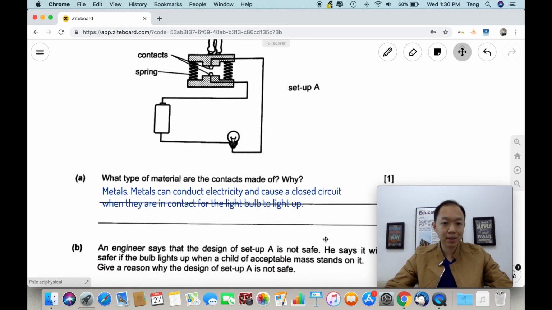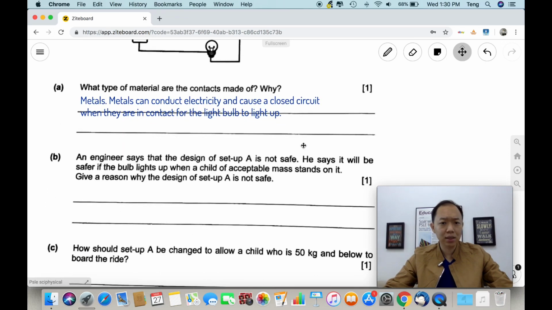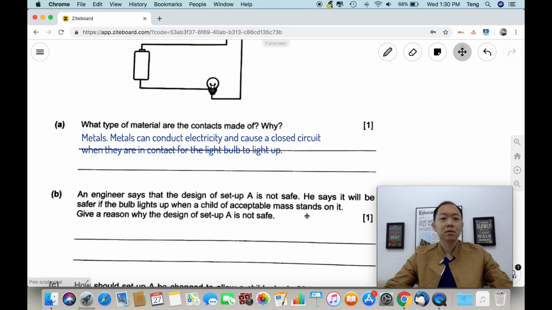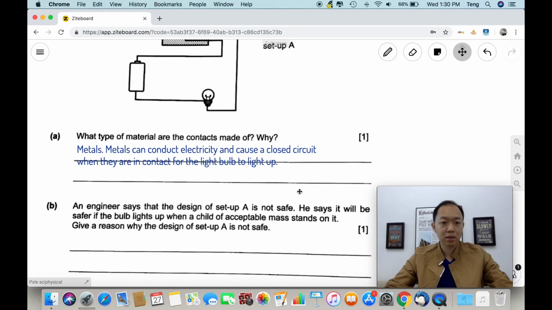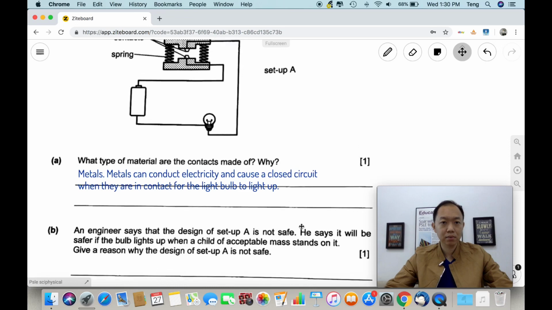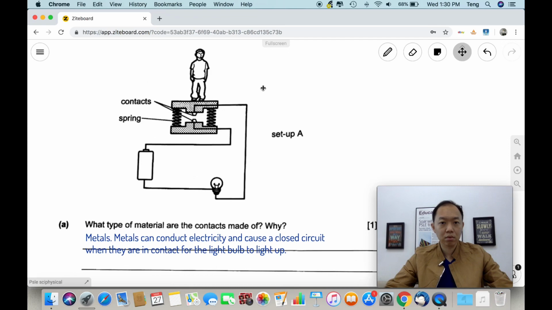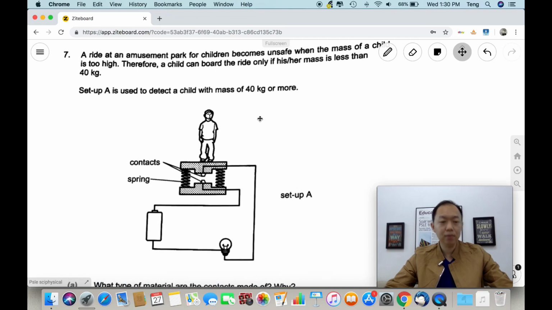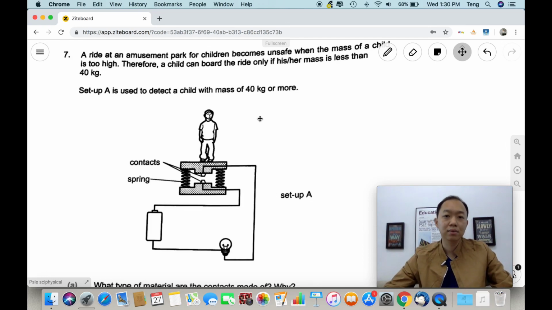Next. An engineer says the design is not safe. It says it will be safer if the light bulb lights up when a child stands on it. Give a reason why it's not safe. So we've got to study why. When the mass is too high, a child can only board if it's less than 40. Setup A is used to detect a child with mass of 40 or more.